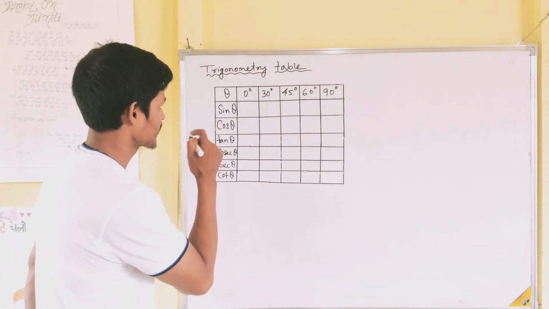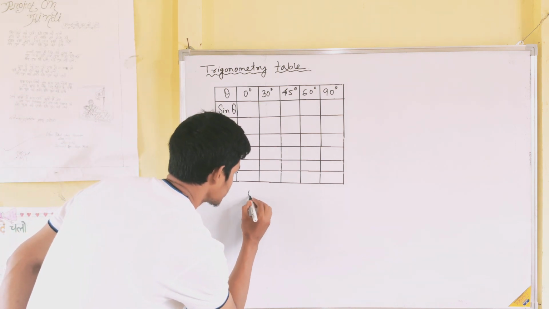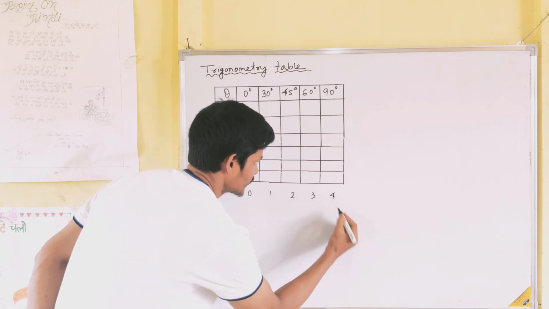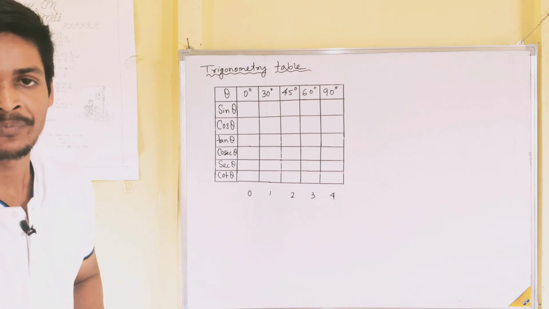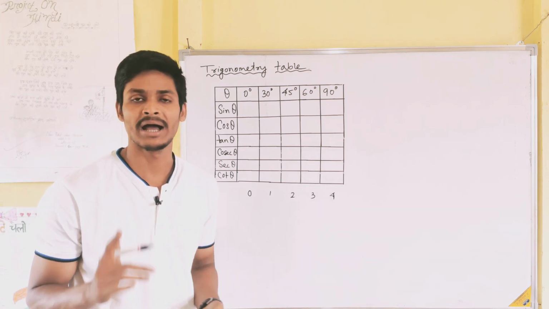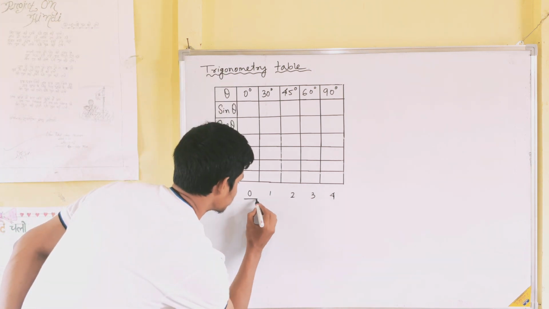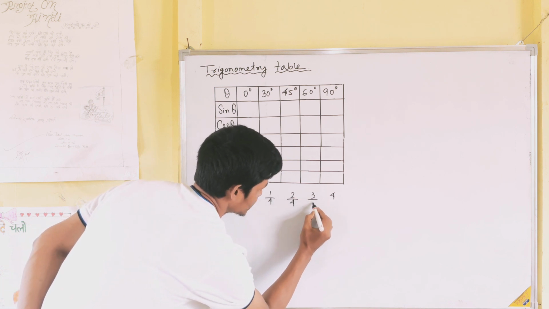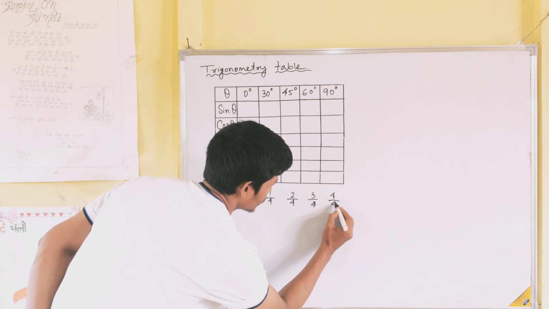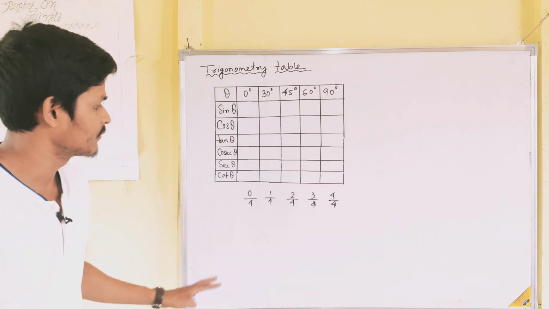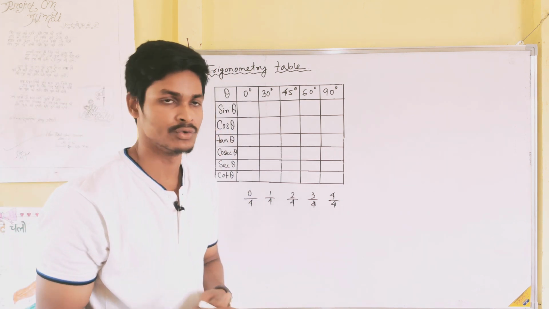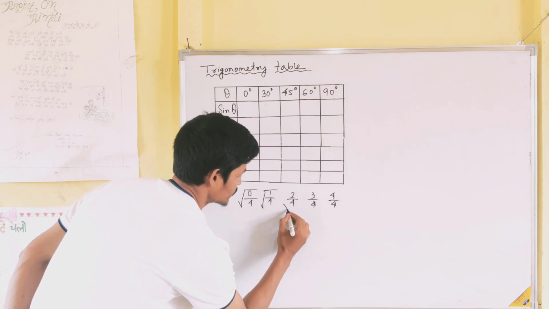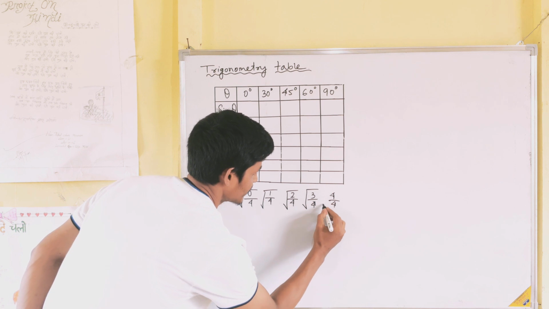So let's start. First you write here 0, 1, 2, 3, 4. Now divide all of these by 4: 0 by 4, 1 by 4, 2 by 4, 3 by 4 and 4 by 4. Now put all of them under root: root over 0 by 4, 1 by 4, 2 by 4, 3 by 4, 4 by 4.